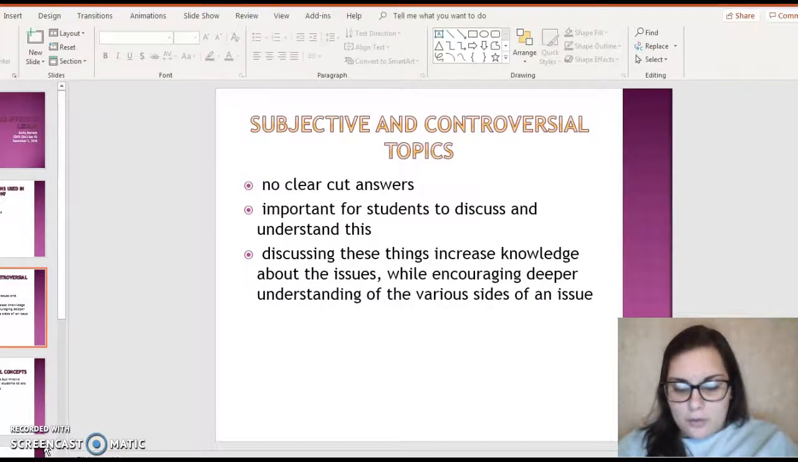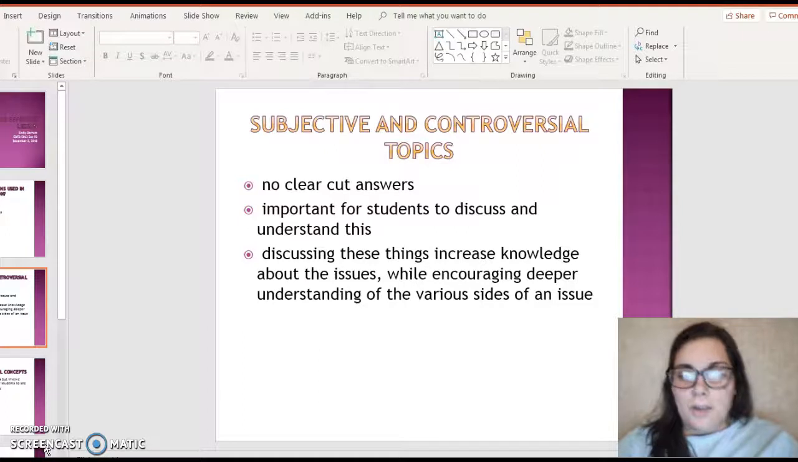Subjective and controversial topics. There are no clear-cut answers whenever we have a subjective or controversial topic. That means that there can be many open-ended answers, and it is important for the students to discuss and understand this. Whenever they have an open-ended question or topic like this, it's very important for the students to understand and discuss and really get to the bottom of what they think the topic is about.